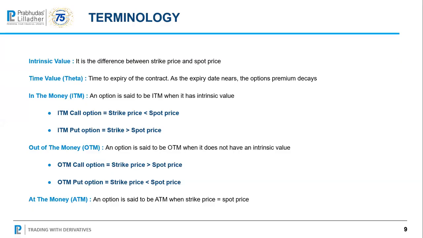So what is it? It is the time to expiry of the contract. As the expiry date nears, the option premium decays. This is the loophole when you're doing options. When you're participating in options, we have to enter only when we have a very concrete view, and it has to play out quickly.